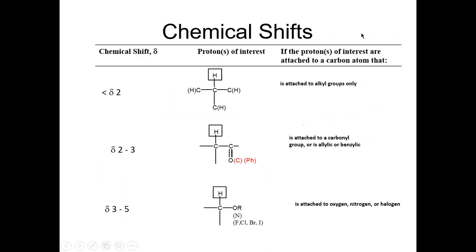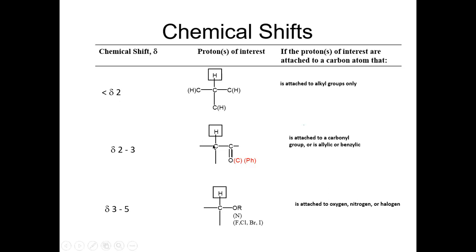Right, so this is a chart basically of some common chemical shifts. So alkyl protons with no electronegative atoms, just carbons and hydrogens, from 2 down to 0. That's where they normally show up.